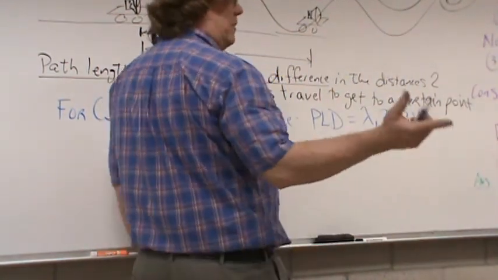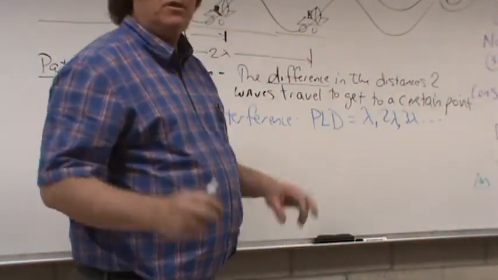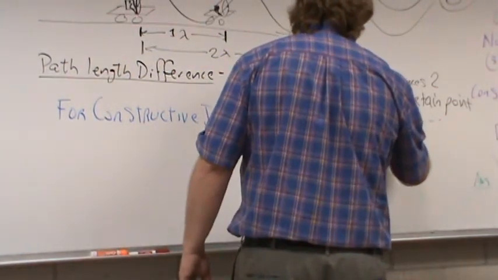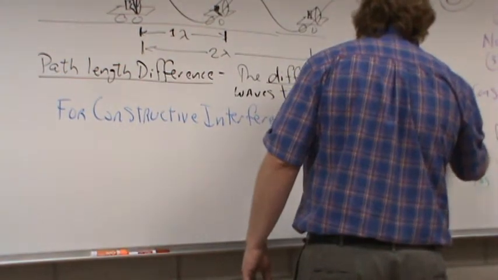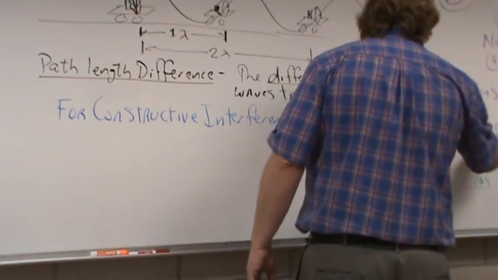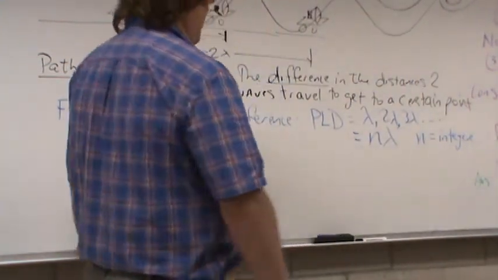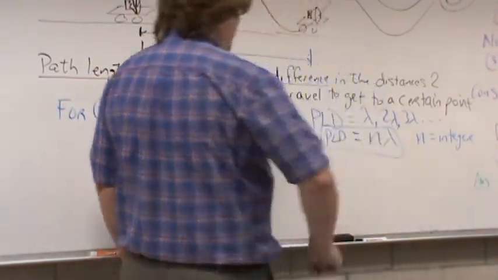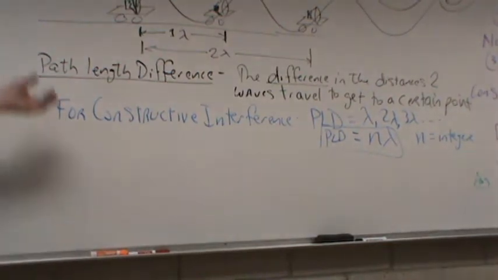Whole numbers, we'll call that an integer. And so we end up using path length differences n lambda, where n equals an integer. You guys okay with that? That's my formula for constructive interference, n lambda, where n equals an integer.